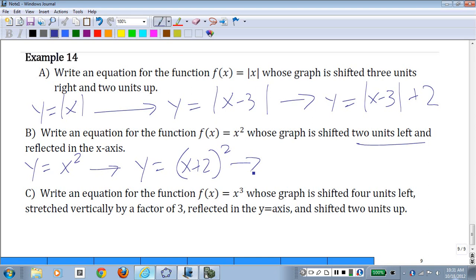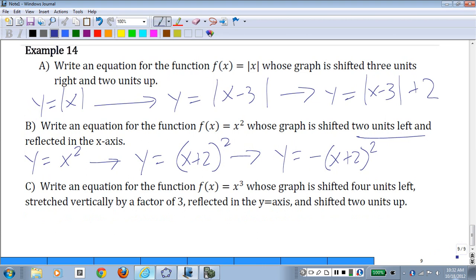Then reflect it about the x-axis. How do we accomplish that x-axis reflection? Y equals this. We want y to be the opposite of that, so we jump to the other side of the x-axis. So it would be the opposite of that if we multiply by -1. That does it.